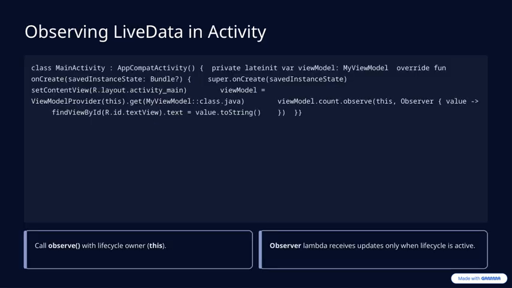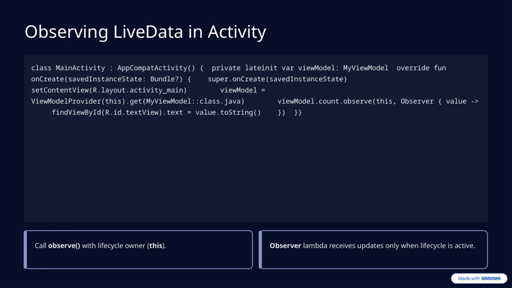Now, let's talk about observing live data in an activity. In this example, you see a main activity class that extends AppCompatActivity. Inside the onCreate method, after setting up the layout, we initialize the view model using viewModelProvider. Then, we call observe on the live data object called count. We pass this as the lifecycle owner, which is crucial. It ensures that the observer is only active when the activity is in a suitable state, like started or resumed.